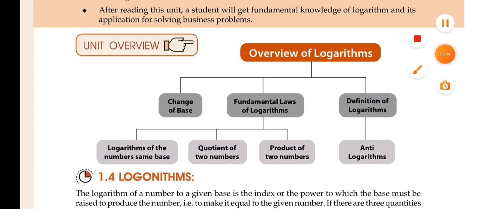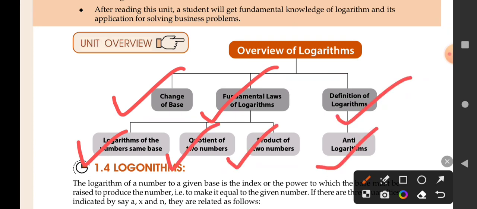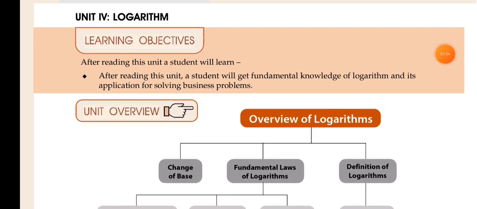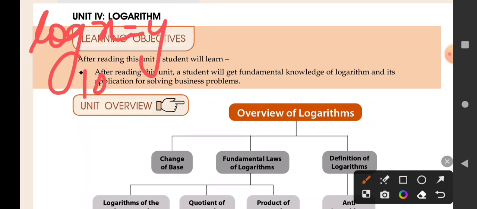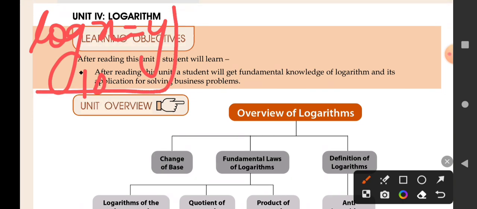Let's read the text. Change of base, fundamental laws with same base, quotient of two numbers, product of two numbers, definition of log and antilogs. One more thing we have learned is how to calculate log x to the base 10 if it is y. There were some shortcut calculator tricks we have seen. What was the tip?